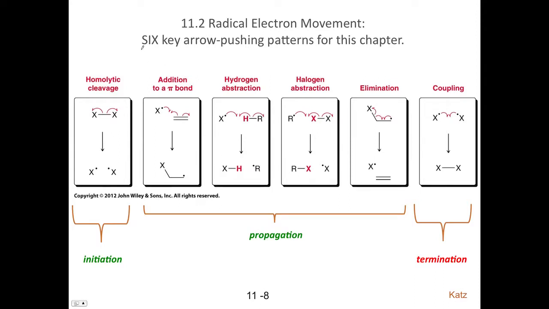There really are six key arrow pushing patterns for radicals. And normally I don't like this, but I like how Dave did this one. So what do we mean by patterns here?